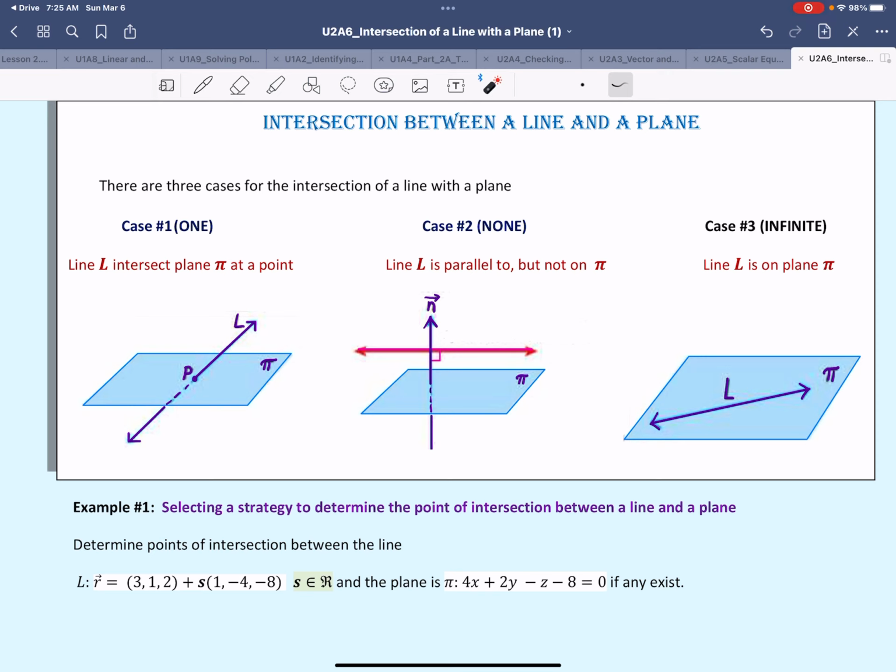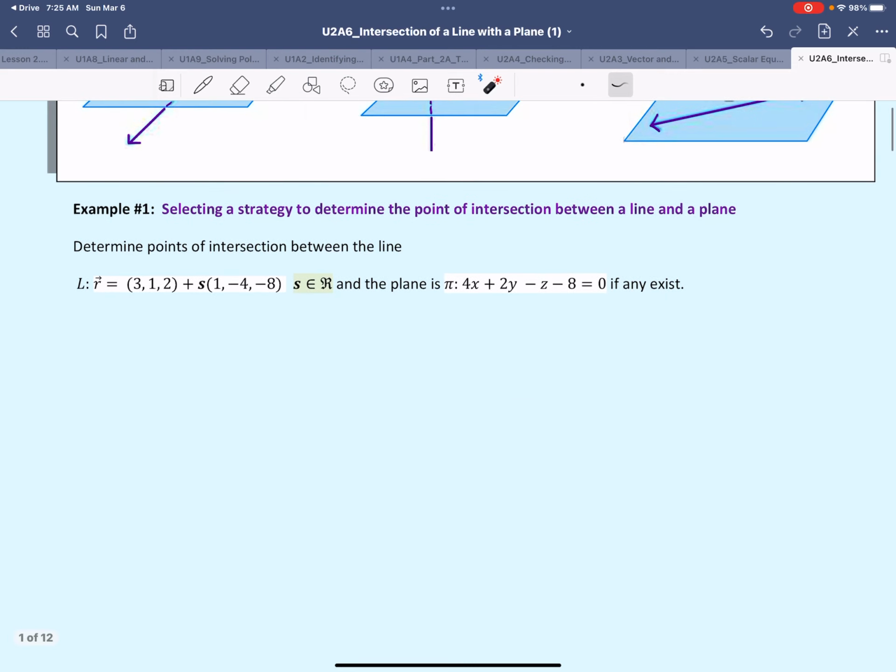So we're going to take a look at an algebraic example for each case so that we can connect the algebraic solutions or explanations to each case that we describe. In example number 1, we are given a line L with equation r equals (3, 1, 2) plus s(1, -4, -8) and a plane pi with equation 4x + 2y - z - 8 = 0. So the line is given in vector form and the plane is given in scalar form.